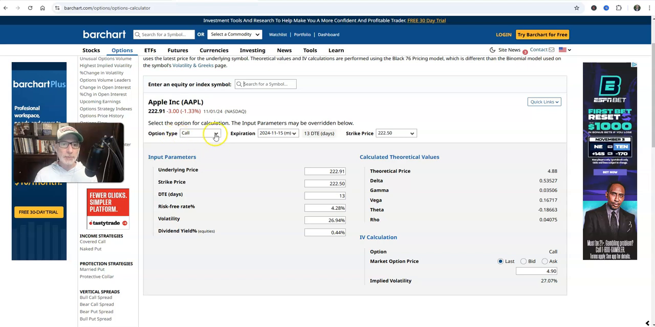And this is for a call option. So if you wanted to choose something different, put option or call option, those are the only two. We're going to look at call option today. And right now we have 13 days left to expiration, but you can change all the inputs here.